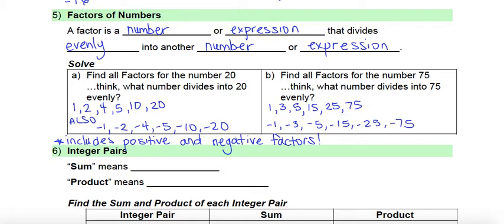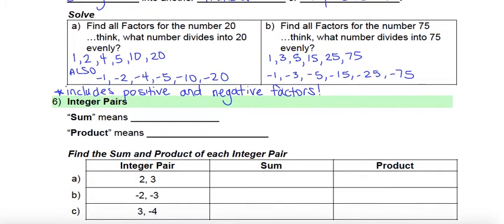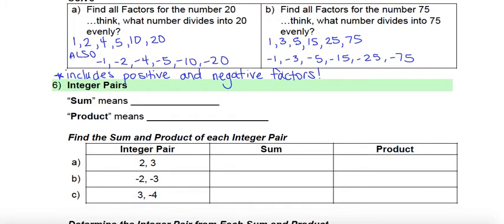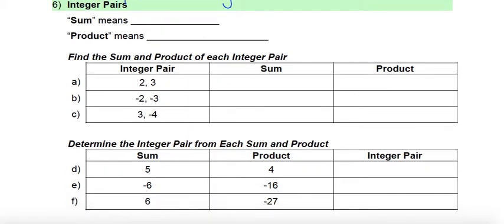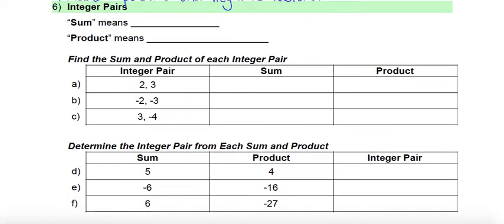And you're also going to want to think about integer pairs as well. So this is the last thing that we're going to review. And again, this is going to come in really handy when we're looking at factoring. So sum means addition or add. Product means multiplication or multiply. So you may be asked to find or look for numbers that will add up to a certain value and that will multiply to a certain value.